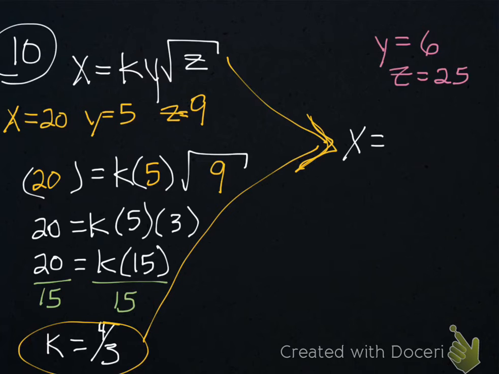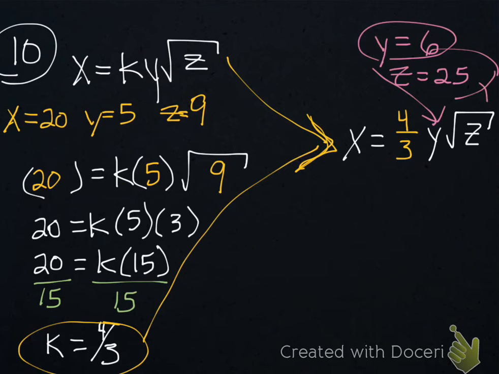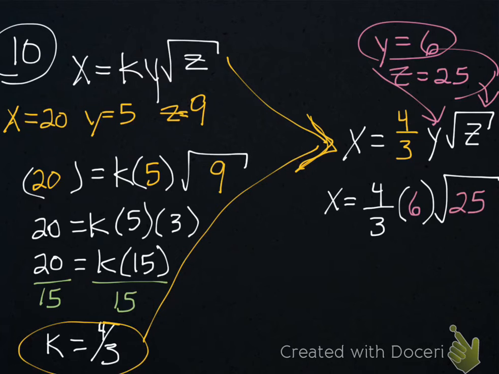That's easy enough. We can take that and plug it in to our equation. So I have x equals k, which is 4 over 3, times y times the square root of z. Now we can plug in y and z. Plug those in appropriately. So we get x equals 4 over 3 times 6 times the square root of 25. Well, that's cool. It's all on one side of the equation, so we can just simplify. So I have my 4/3. I'm just going to keep that the same. I have 6. What's the square root of 25? Yeah, it's 5.